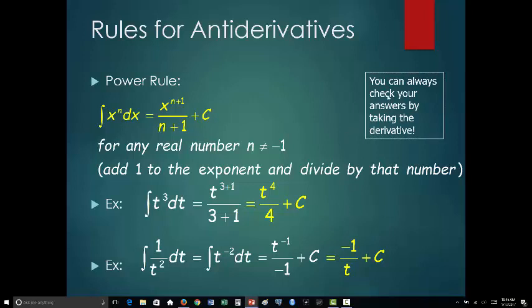All right, you can always check your answers by taking the derivative. For example, if you take the derivative of this, you should get t cubed. See, the derivative of t to the 4th is 4t cubed. The 4s cancel. You indeed get t cubed. So if you're ever unsure, you could just take the derivative.